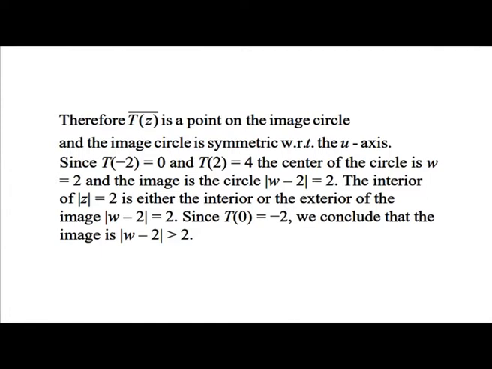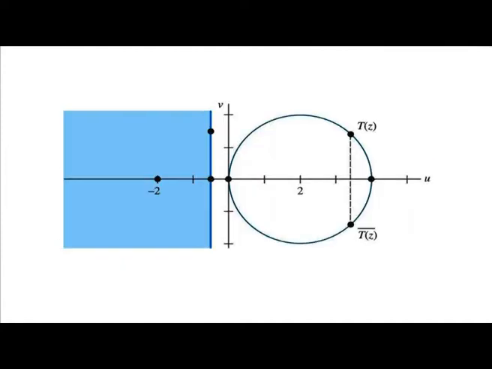Since T(-2) is 0 and T(2) is 4, the center of the circle is w = 2 and the image is the circle |w - 2| = 2. The interior of |z| = 2 is mapped to either the interior or the exterior of the image |w - 2| = 2. Since T(0) is -2, we conclude that the image is |w - 2| > 2. So, we can clearly see it in the figure here.